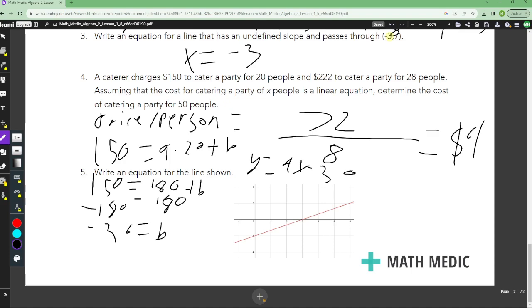All right. So now finally we're going to write an equation for the line shown. And this is simple rise over run. So rise up 1, run over 3. We have a y-intercept of negative 1. So we can write that as y equals, it's positive, it's going up, 1/3 x minus 1.